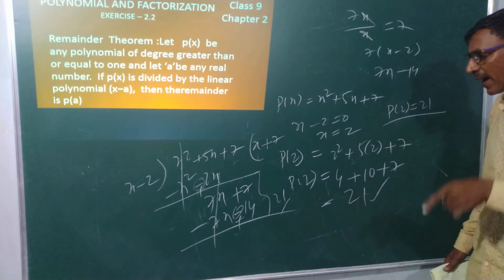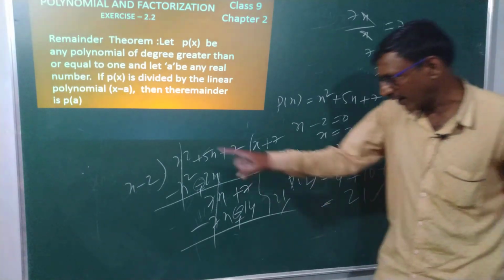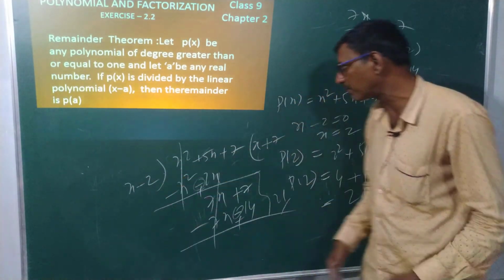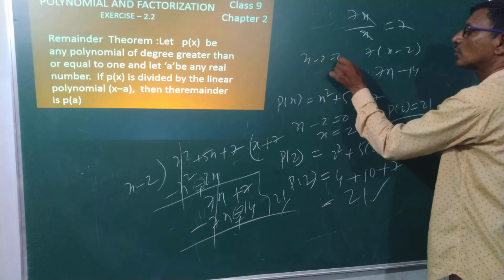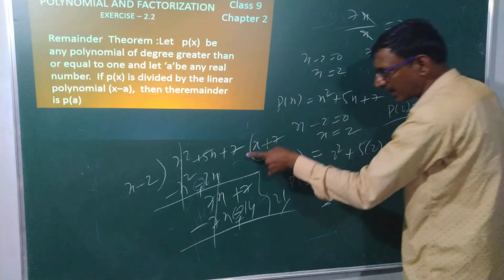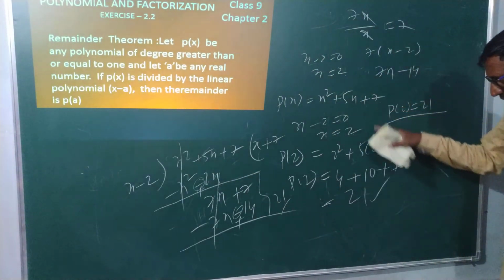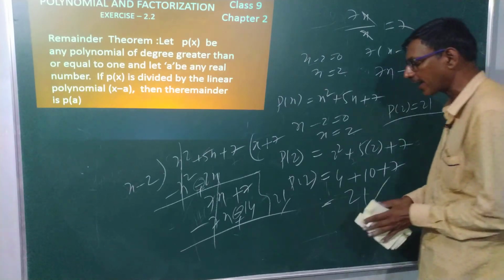We can easily find the remainder without actual division. Am I clear or not? Find the zero of this polynomial. The zero of the polynomial: x minus 2 is equal to 0, x is equal to 2 is a zero of this polynomial. This is taken directly. We get the remainder 21. I have done it here.